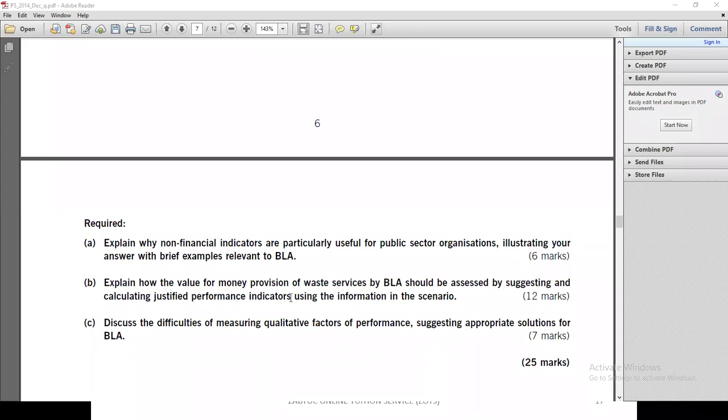Explain how the value for money provision of waste service by BLA should be assessed by suggesting and calculating justified performance indicators using the information in the scenario. So this is a common question. What you have to do here is to explain how this is done. So the focus should be you explaining. Explaining what? The how of the value for money.